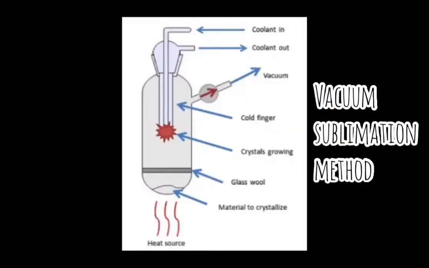And last but not least is the vacuum sublimation method, where you seal a sample under vacuum into a glass tube and place it into an oven for a few days or weeks. If this does not work, either turn the oven onto a higher temperature or move to a different one. In some cases, a furnace may be used instead of an oven.